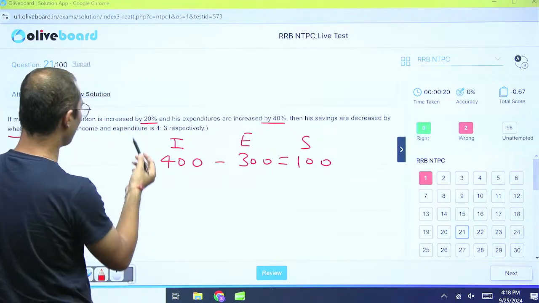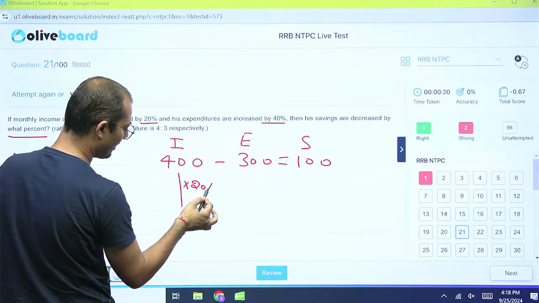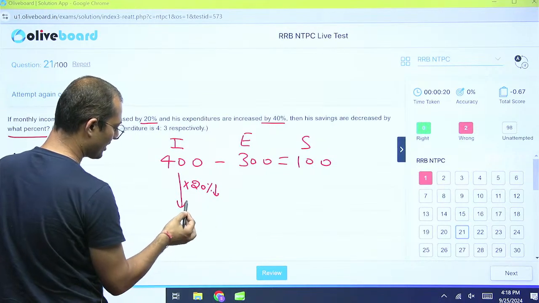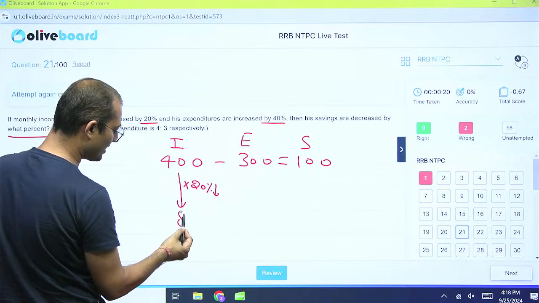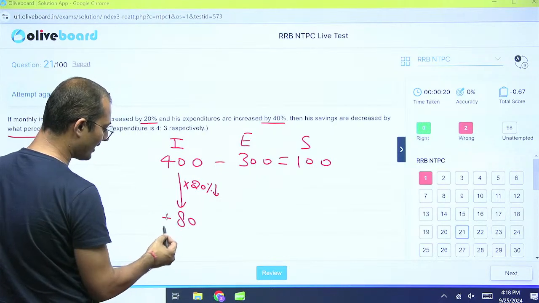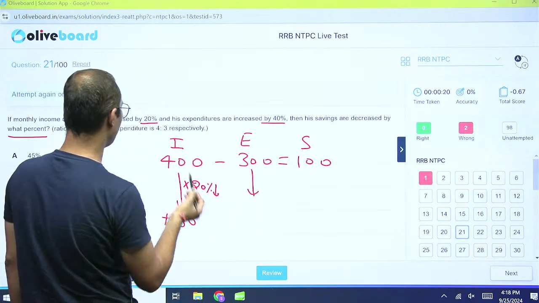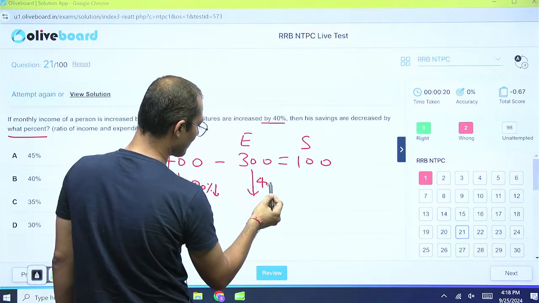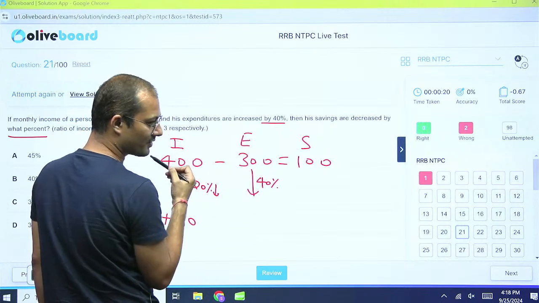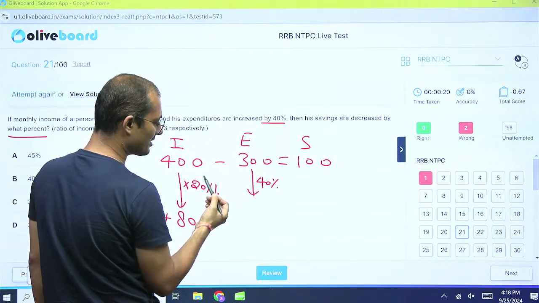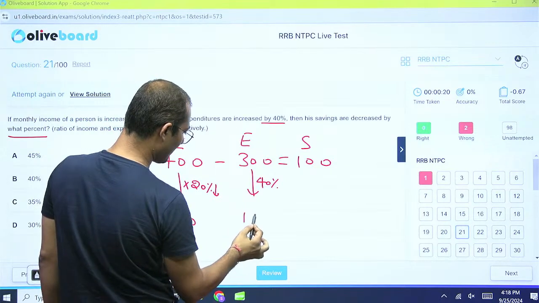So the question is saying, if income is increased by 20%, how much is 20% of 400? So 20% of 400 would be equal to 80, right? So our income is increased by 80 and expenditure is increased by 40%. So we have to calculate 40% of 300. So 1% of 300 is 3. 40% would be equal to 4 into 3. So this would be equal to 120, right?